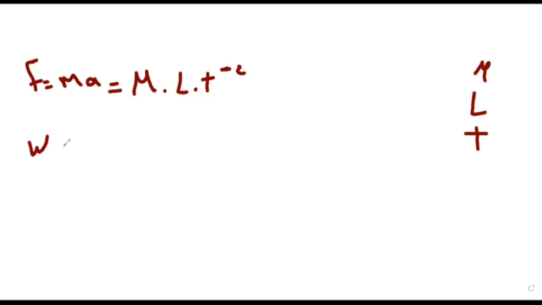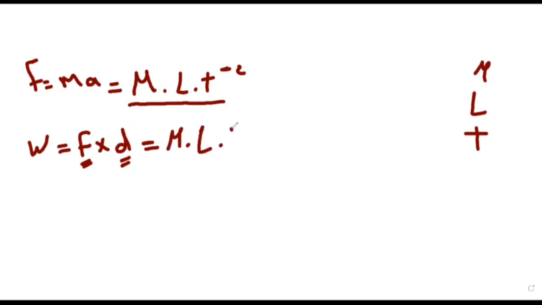What about work? Work equals force multiplied by displacement. So what is the dimensional formula of work? It equals the dimensional formula of force multiplied by the dimensional formula of displacement. The dimensional formula of force equals M L T power -2. What about displacement? It is L.